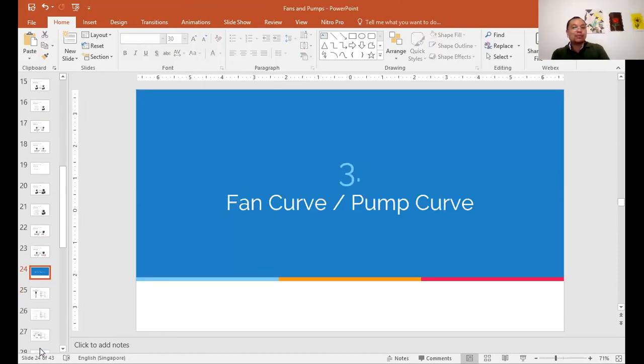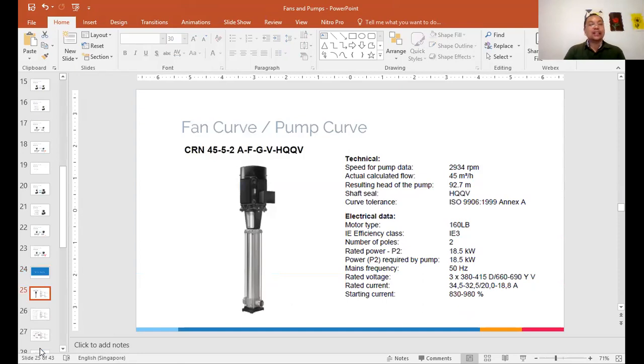Ang susunod na topic naman natin, fan curve or pump curve. So yung fan curve at saka pump curve, again, parehas lang sila. Parehas lang yung itsura nila. So dito, ang pag-uusapan natin is isang pump. So ito yung isang pump na binili ko dati. So ito yung pump. At yung pump, ito yung parameters niya, no?